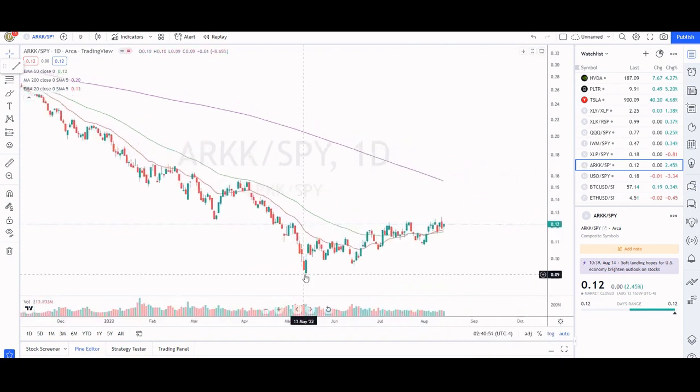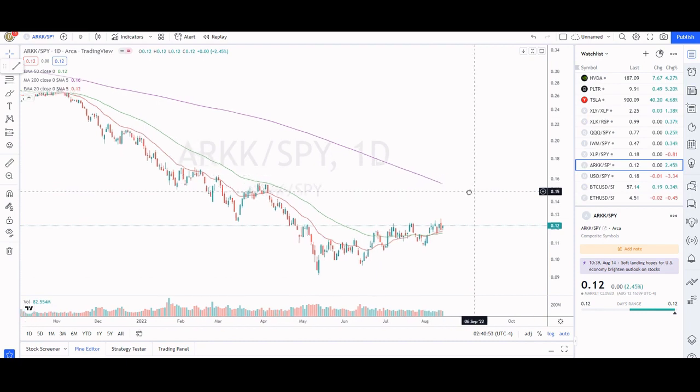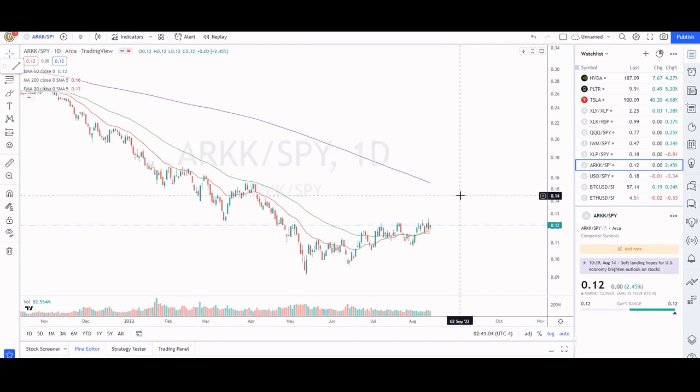And we have ARK to SPY, so Cathy Wood's ETF to the S&P 500, and this one has been in a slight uptrend as well since the beginning of May, but I'm not a big fan of ARK and their holdings at the moment. However, if there is more risk on, the companies that she does hold are very high risk. They are highly unprofitable. A lot of the names are very speculative, so in that kind of environment, they will succeed, but it hasn't been too great.